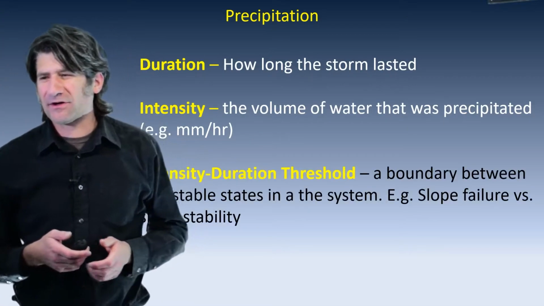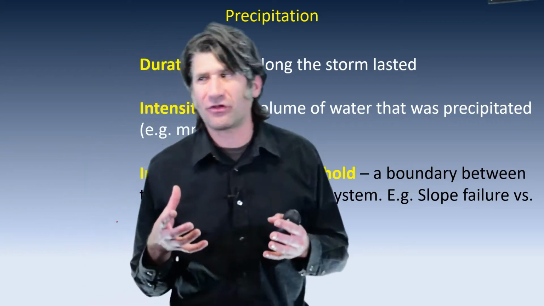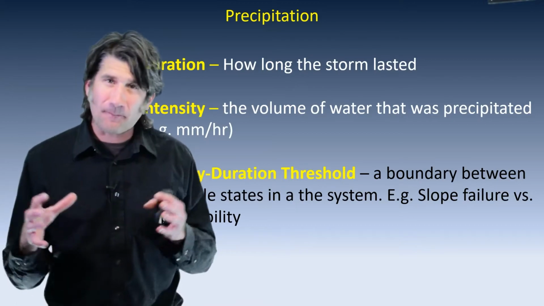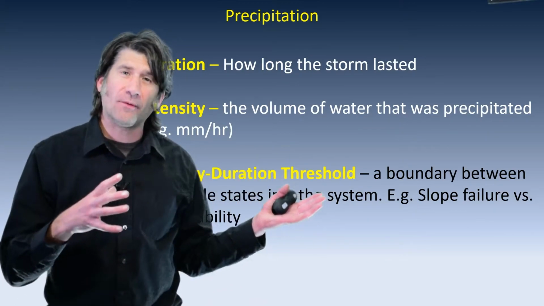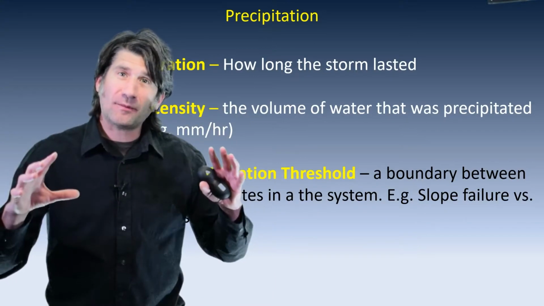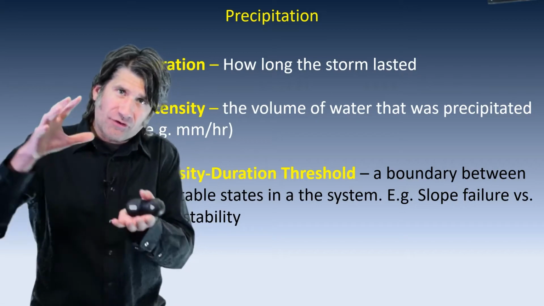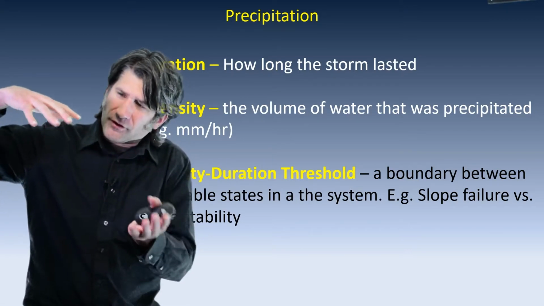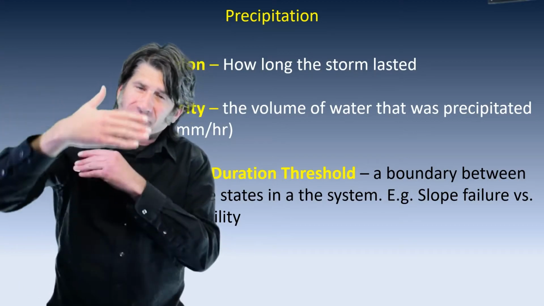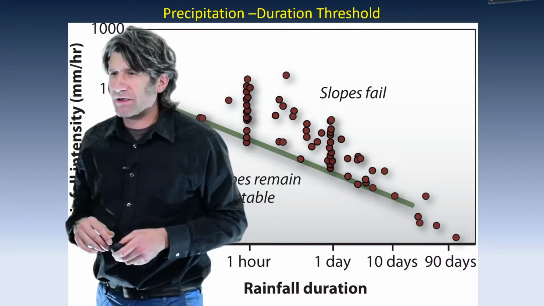And next up on our list is we can set up what's called an intensity duration threshold. These are very important because they can set up boundary conditions on a hill slope between a hill slope that's about to fail and one that's stable. If we cross a threshold, we can think of it as having a safe slope, and then we cross a threshold and that slope is unstable and it fails.